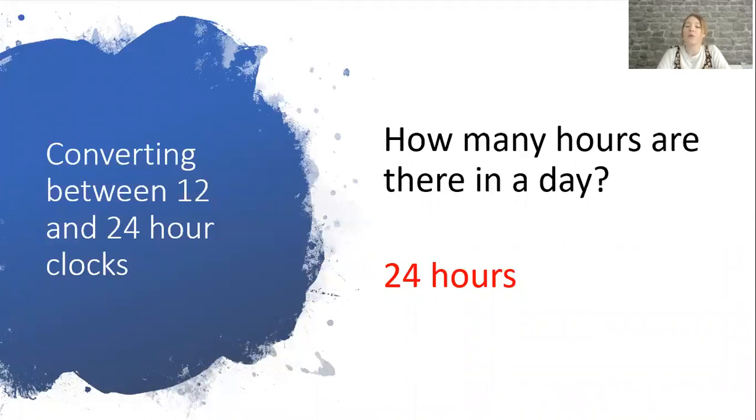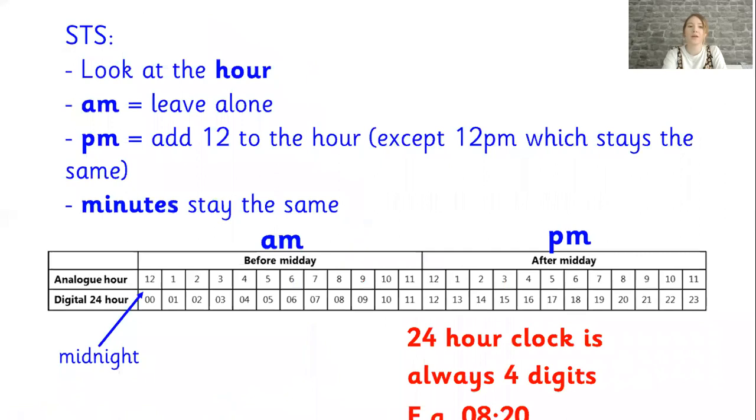So how many hours are there in a day? So of course, there's 24 hours in a day, and you will all know that already. So what you need to do, when you're looking at a 24-hour clock, is look at the hour. If it's AM, you leave it alone, it's exactly the same. So if it's 9:30 in the morning, it's exactly the same. If it's PM, you add 12 to the hour, except 12 PM, which stays the same. And the minutes are always the same.